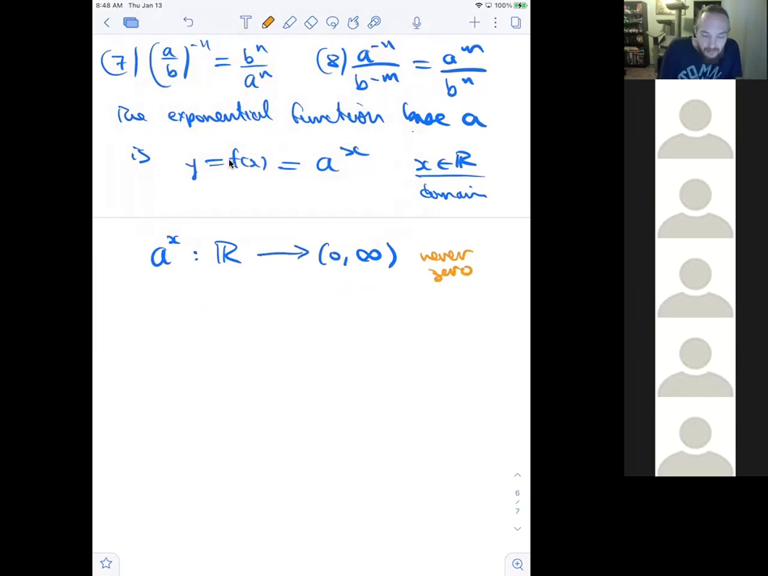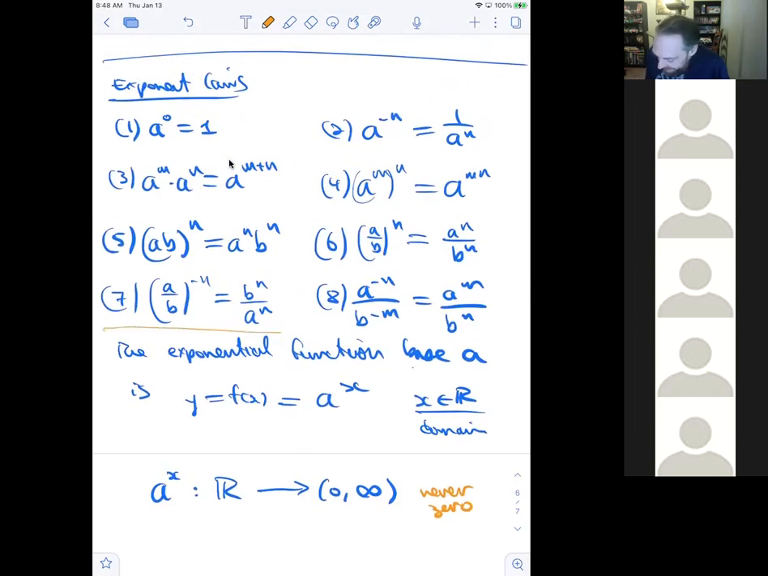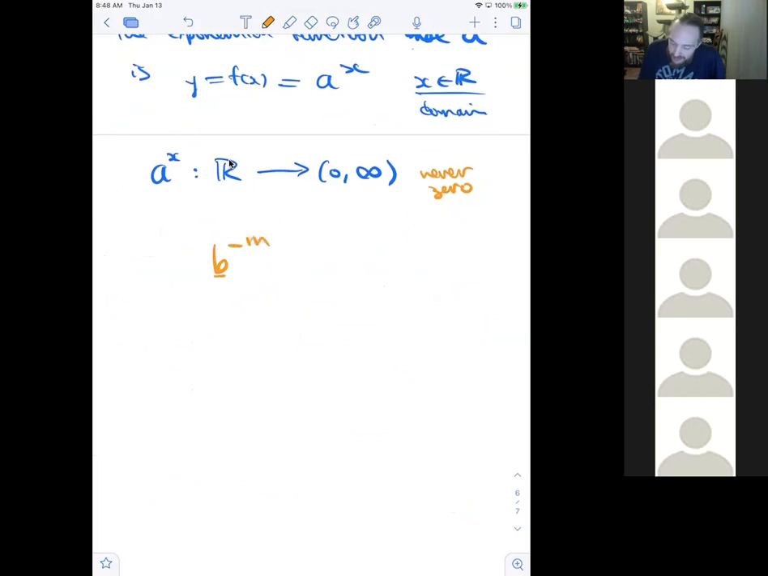I have a question. If we had, say, b to the negative m over a to the n, that would be the same as saying 1 over a to the n times b to the m? Yes. Any time I want to make this exponent positive, I move it to the other side of the division sign. That's because by definition, we're defining this as 1 over the reciprocal of b to the m.